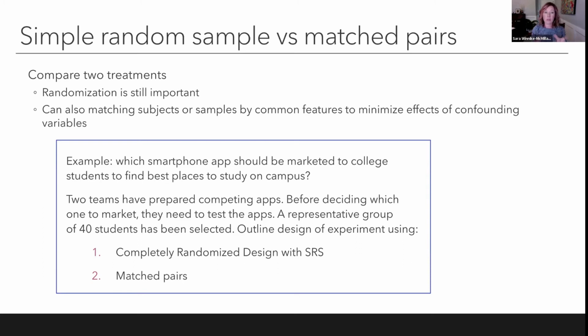The reason we might want to switch the order is that maybe just in general, an app is helpful to figuring out how to better study. Both of them are good and they're better than doing nothing. So you want to control for that. The matched pair in this case is an individual.